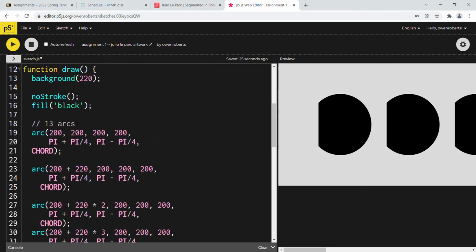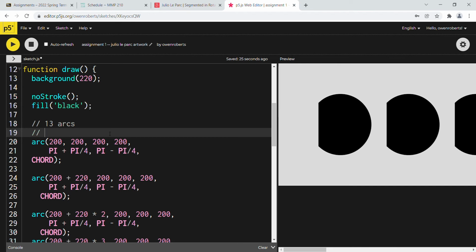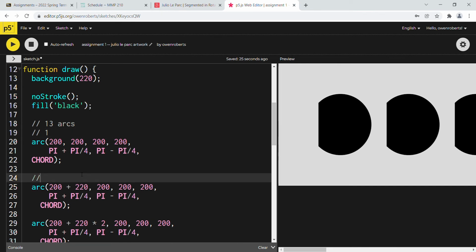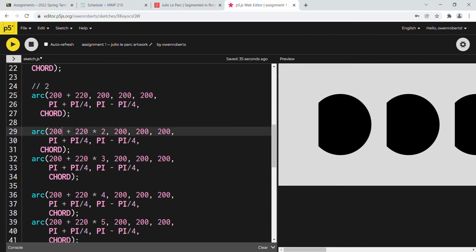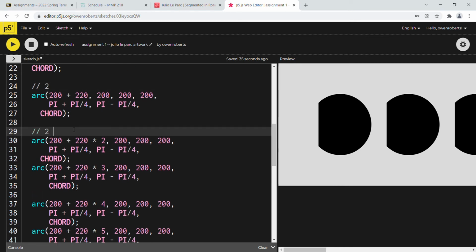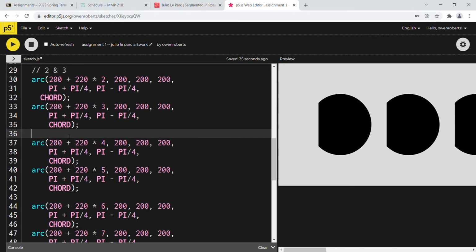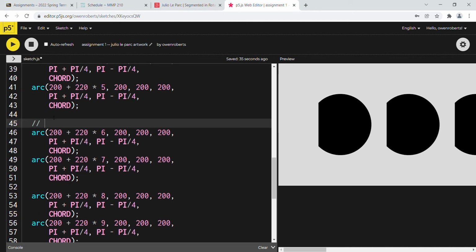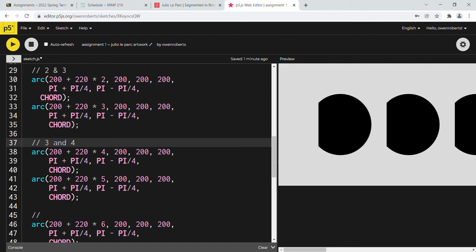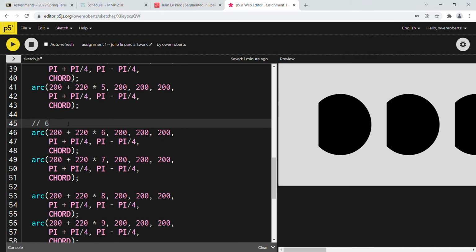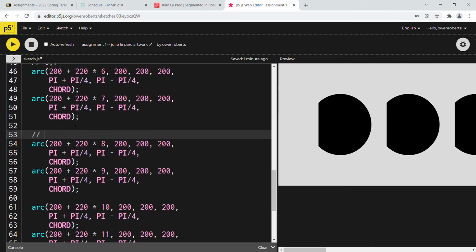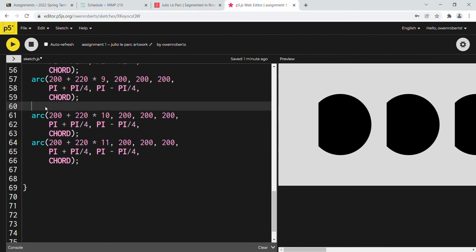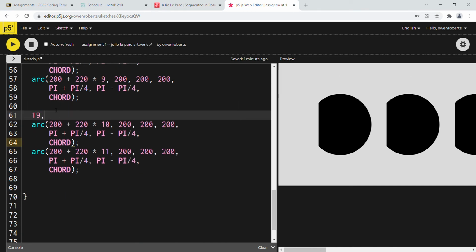So I have 13 total arcs, and this is the first arc. This is the second arc. I'll say this is 2 and 3. So they're kind of grouped together. 3 and 4. Oh wait, no, I already did 2 and 3. So the next one would be 4, 5, 6 and 7, 8 and 9, 10, and 11.